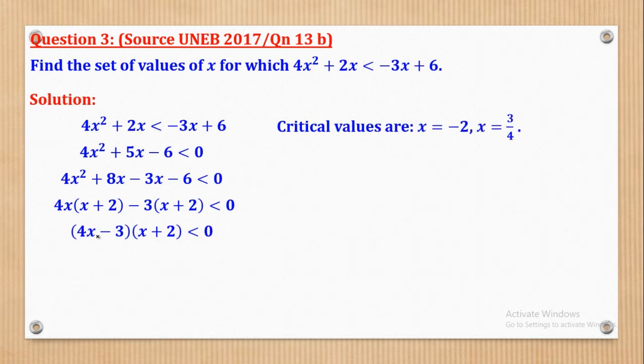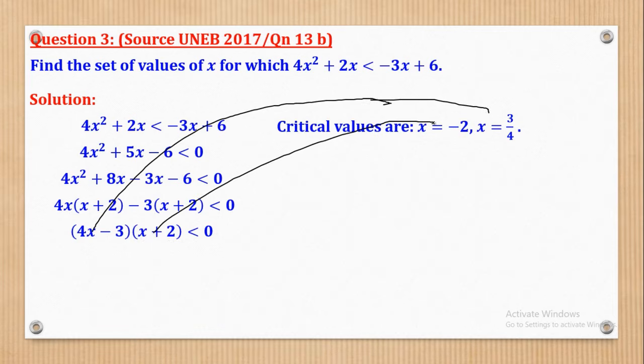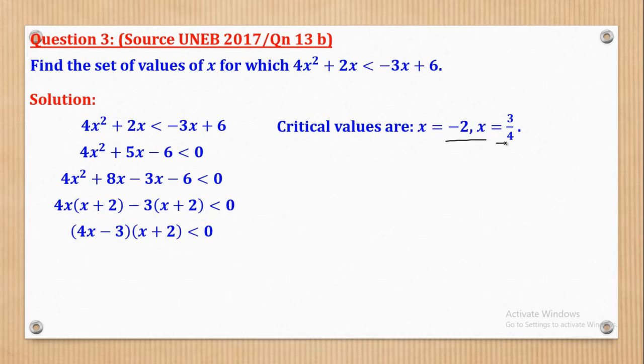Therefore the critical values, here we don't say that x is less than this and x is less than. From here we get critical values. Now critical value for this, equate this to 0, you'll come up with that, and equate this to 0, you come up with that. But remember, they have to be arranged in ascending order. That is why you have started with negative 2 and followed by 3 over 4.